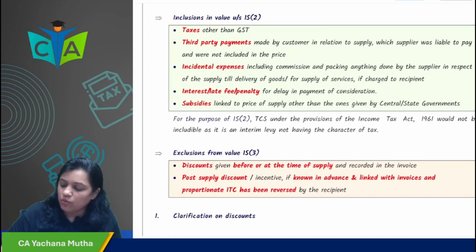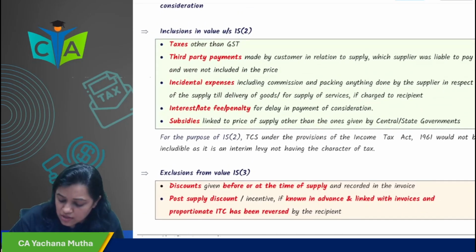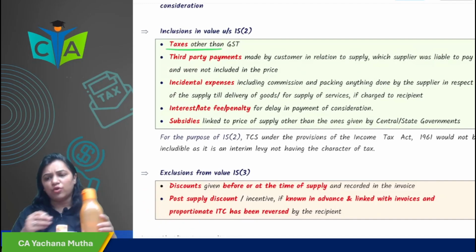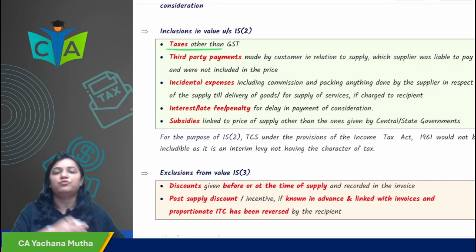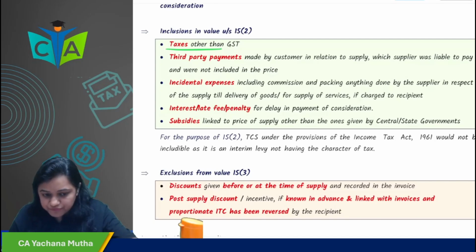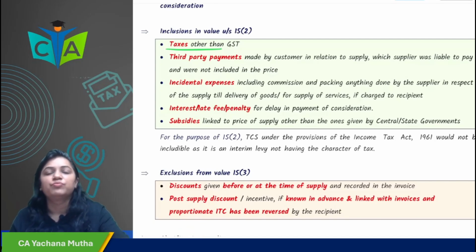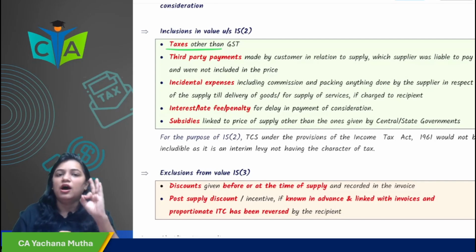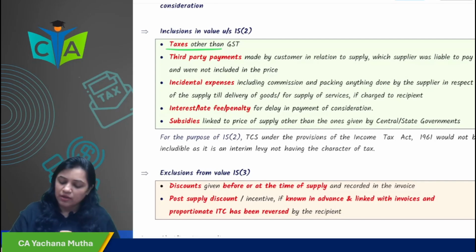What all is to be included in transaction value? First, taxes. Other than GST, whatever taxes are given to you in the question, you have to add them. Like excise duty, municipal tax, professional tax, any taxes given in the question other than GST are to be added. So, taxes other than GST.